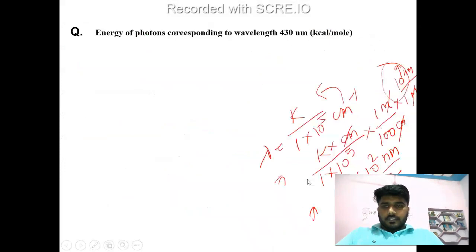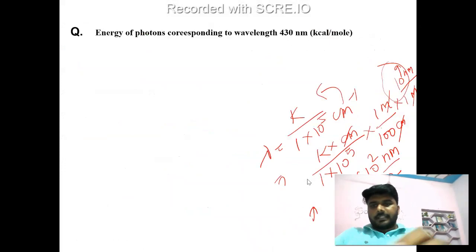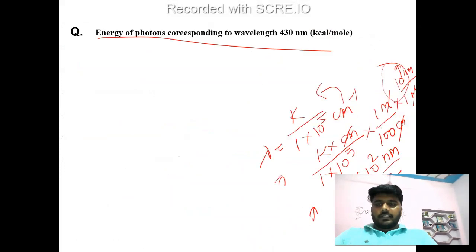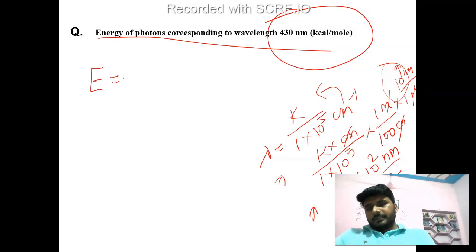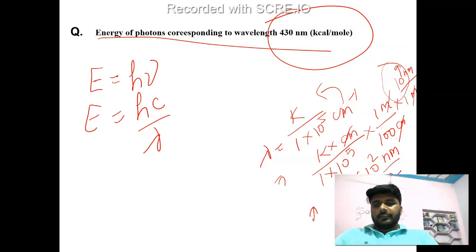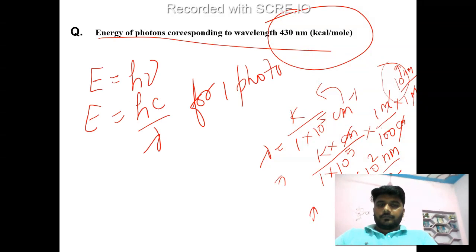So another simple question: you have to calculate the energy of photons corresponding to the wavelength 430 nanometer in kilocalorie per mole. Just try to calculate by this formula. Simply put it in, that is this. But this value will be for one photon, right?